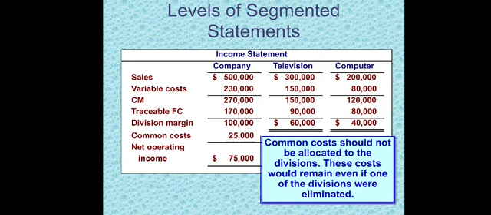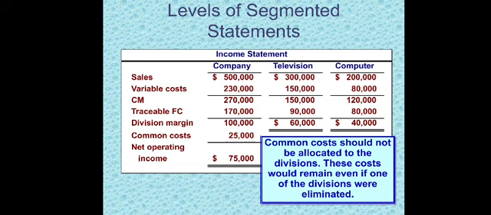See, the income statement of the company is supposed to be sales 500,000 minus variable cost 230,000, and then the company has 270,000 contribution margin. Actually, the fixed cost of the company is 170,000 plus 25,000. So the fixed cost is actually 195,000. That's the company's fixed cost.